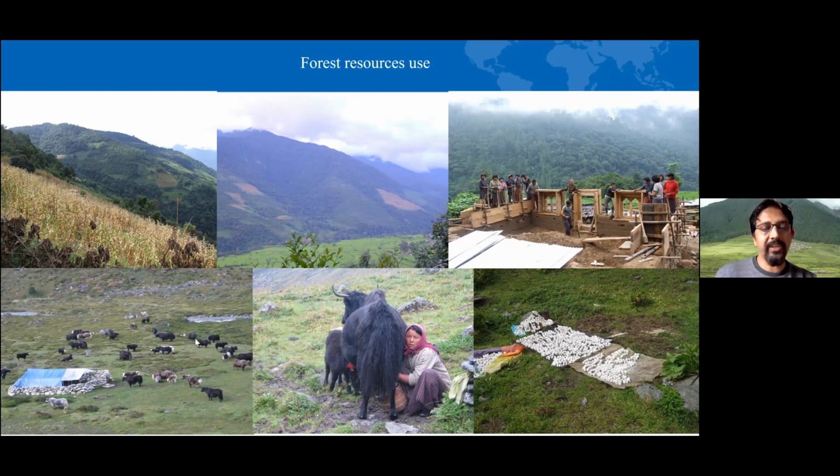And as we go higher in altitude, we have highland communities, and these highland communities depend on the forest for livestock grazing. You can see these are yaks in the highland areas, and these yaks are very important. They make ends meet by earning cash from the livestock products, by selling cheese, butter, milk, and others.